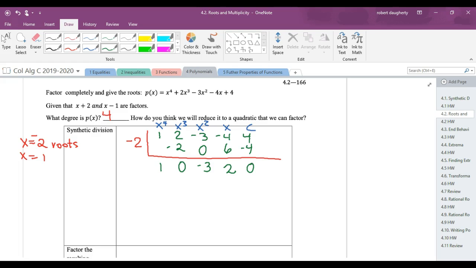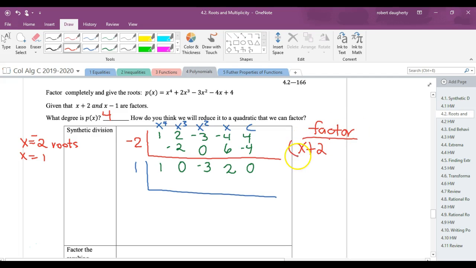So what I'm going to do here is I'm going to do this process again. Okay? So rather than write out the answer of where I am, I need to do it again. So I know at this point that x plus 2 is a factor. I've already proven that x plus 2 is a factor. Now I need to find that x minus 1 is a factor.